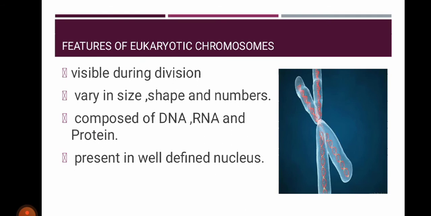Let me discuss the features of the eukaryotic chromosome. It becomes visible during cell division. It varies in size, shape and number, and it is composed of three basic units: DNA, RNA and protein, and it is always present in a well-defined nucleus. Here is some difference between the eukaryotic chromosome and the prokaryotic chromosome. As we know, the prokaryotic cell doesn't have a well-defined nucleus, so its chromosome is not present in a nucleus. While in the eukaryotic cell there is a well-defined nucleus, and its chromosomes are present inside the nucleus.